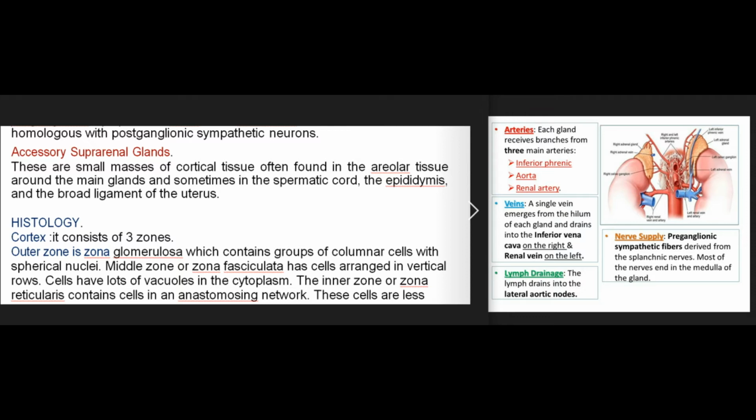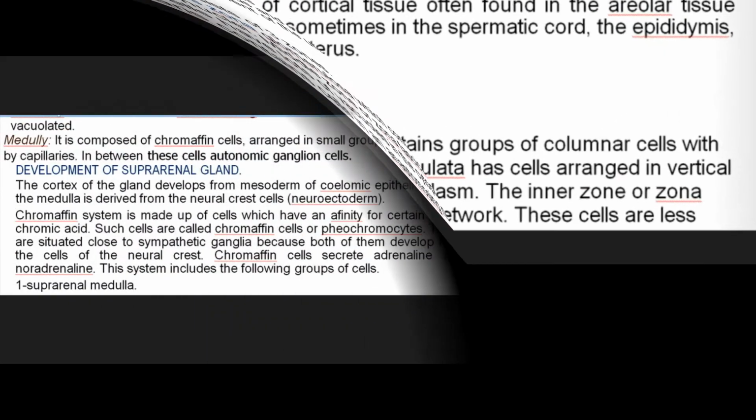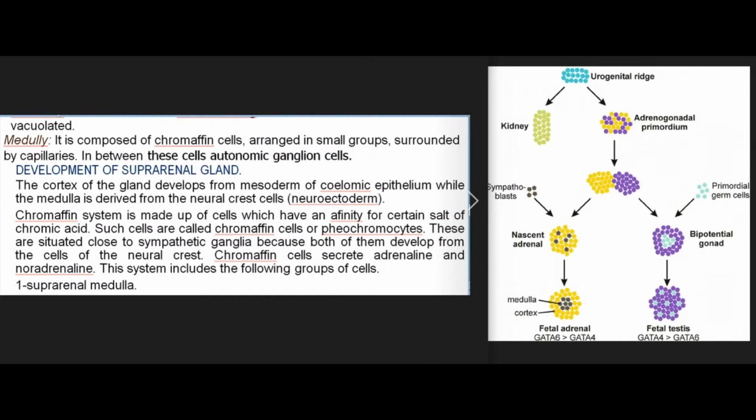The inner zone, or zona reticularis, contains cells in an anastomosing network. These cells are less vacuolated. Medulla: it is composed of chromaffin cells, arranged in small groups, surrounded by capillaries. In between these cells are autonomic ganglion cells.